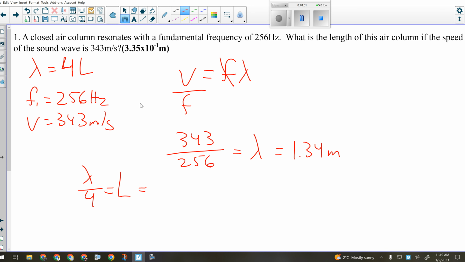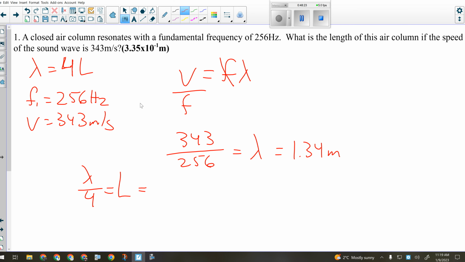Air column questions really just involve you having to visualize what the column of air looks like and use the universal wave equation and this. So you're either using lambda as 4L or lambda as 2L. The questions could ask you about length. It could ask you to calculate the speed of sound. It could ask you to calculate the frequency of the sound. Any number of things.